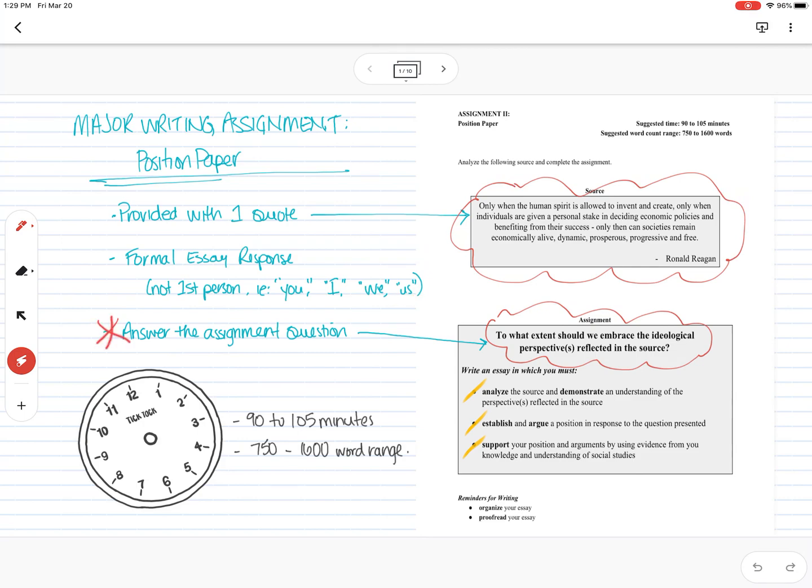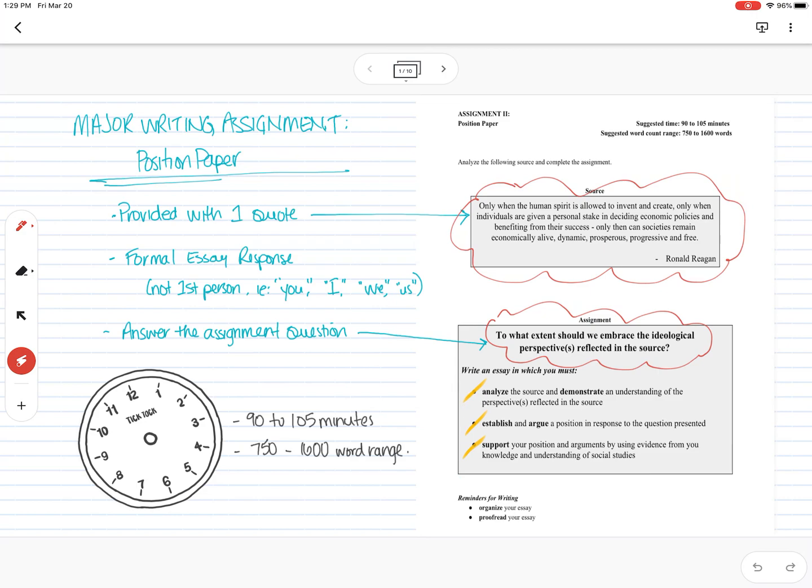The major point of this assignment is to answer the question that is provided to you. So for our Social Studies 30 students, that is the ideological perspective that you're looking at in regards to the source. For our Social 10, you will be looking at the perspective of globalization reflected in the source. And for our Social Studies 20-1, you guys will be replacing that with the perspective on nationalism reflected in the source.